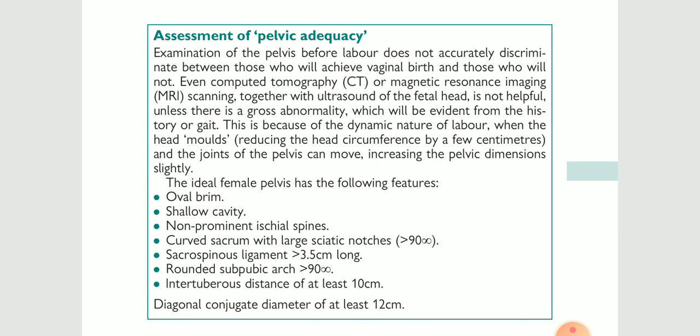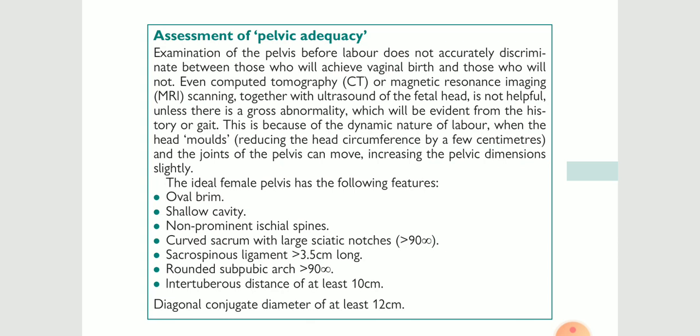So what are the features of the female pelvis? First, the female pelvis should have an oval brim, or we can say the inlet should be oval in shape, a shallow cavity, and a non-prominent ischial spine. As I said in my previous video, the ischial spines are the lateral borders of one of the planes of the pelvic cavity.